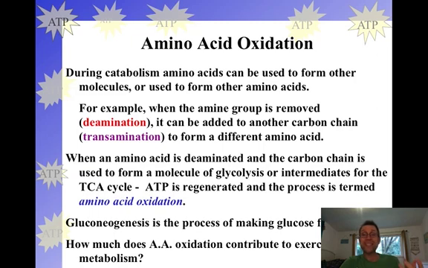When an amino acid is deaminated, so when the amine group is taken off of the amino acid, the carbon chain can actually be used to form a molecule of glycolysis or go into the tricarboxylic acid cycle, which is the Krebs cycle, and ATP is generated from that. And we call that amino acid oxidation. So basically the oxidation of amino acids, so the use of oxidative metabolism to break down an amino acid and get ATP from it.